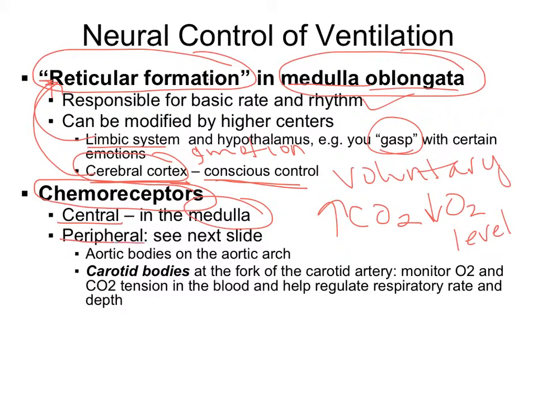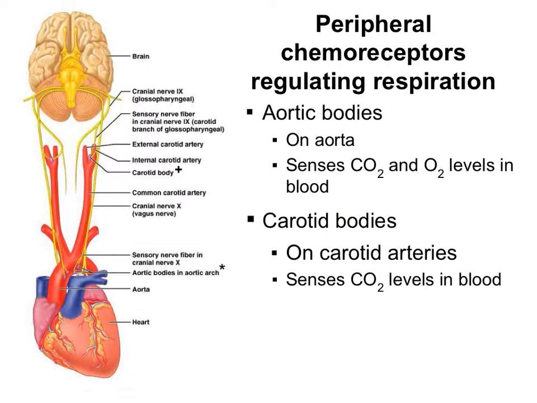We have our peripheral chemoreceptors. We have two of them. We have them in the aortic arch, and we also have them in the carotid arteries going up to the brain. So here would be the example of where your aortic bodies are. They're actually in your aorta, and they sense CO2 levels and oxygen levels in the blood. If oxygen levels would go down or CO2 levels would get too high, then these would send a chemical signal to your medulla, and they would tell you to breathe faster.